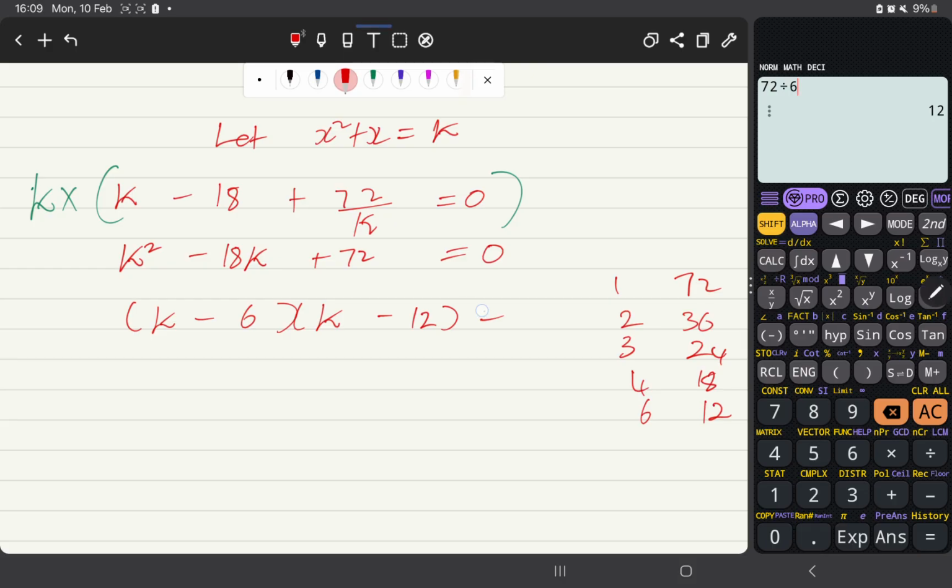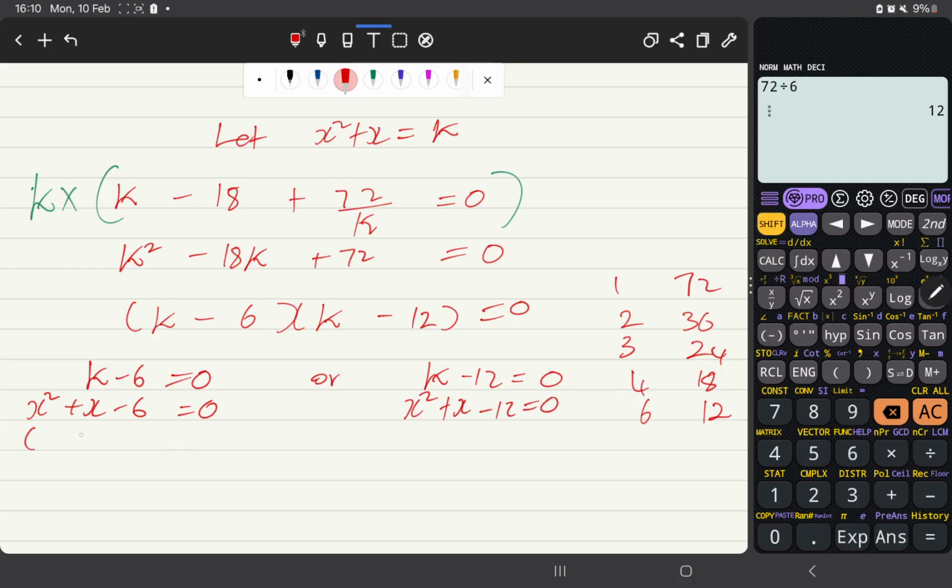So I have them equal to 0. And then what do I have? Just k minus 6 equals 0, or k minus 12 equals 0. Since I still have an x to solve for, I can say I have x squared plus x minus 6 equals 0, or I can say x squared plus x minus 12 equals 0.